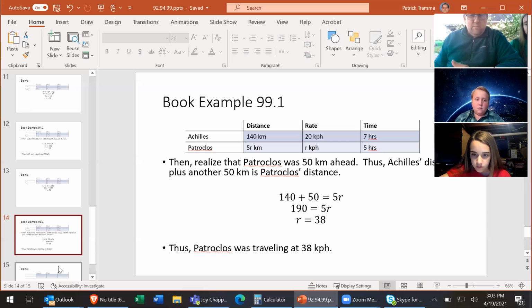Okay. So then we just add 140 and 50 to get 190 equals 5R, divide both sides by 5, and R equals 38. So Patroklos was traveling at 38 kilometers an hour. Make sense? Yep. Okay, great. How many do we have here? Okay, Bella, do number 99. Actually, no, Mark, do 99.2.